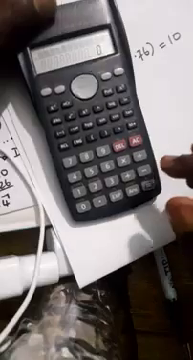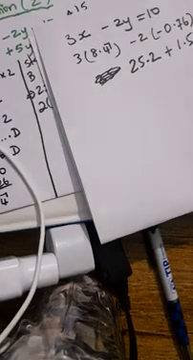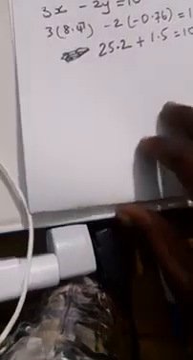Now look at this. Whenever you have a negative multiplying a negative, you're supposed to get a positive. So let us see now. So 2 times 0.75, 1.5, equals 10. So somewhere along the line I went wrong.